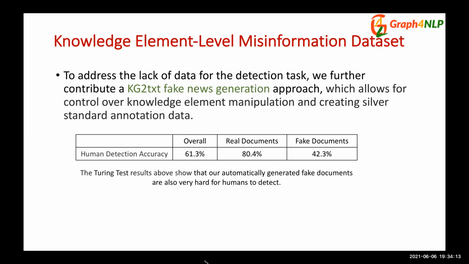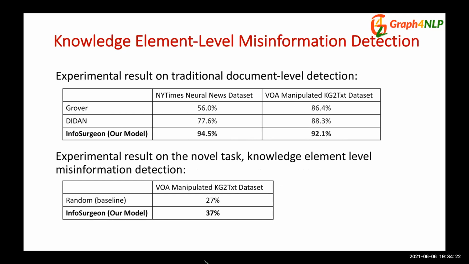So for the other fake documents, the detection accuracy by human is only about 42%. So that means our generation is very powerful. It can even mislead humans. So now we compared our results with the previous models.